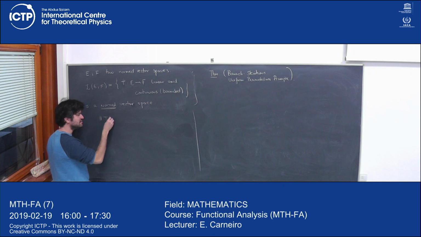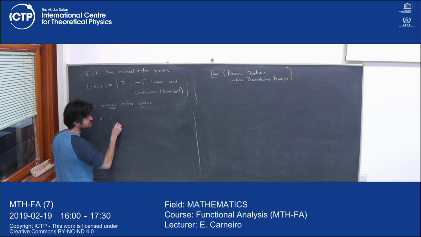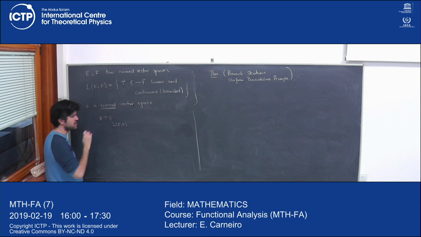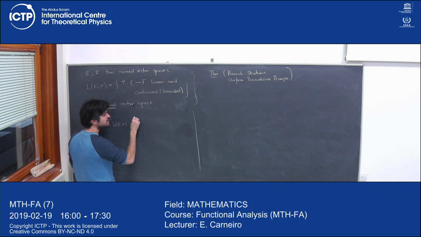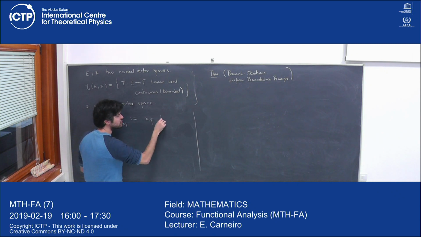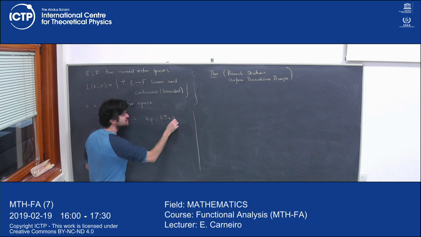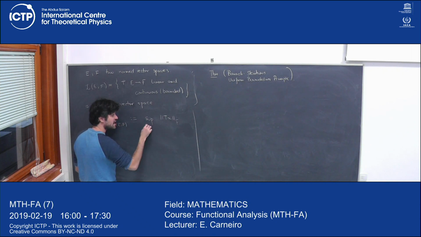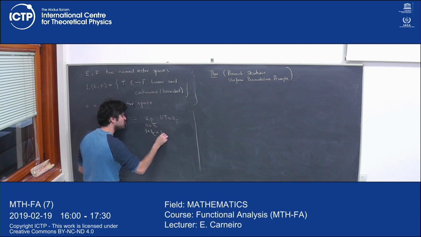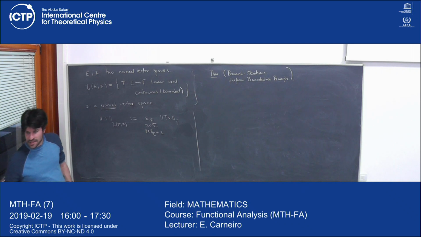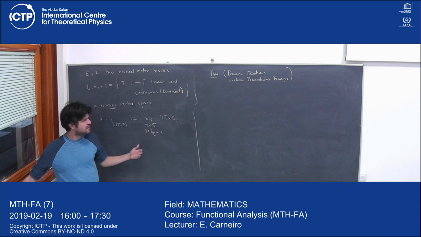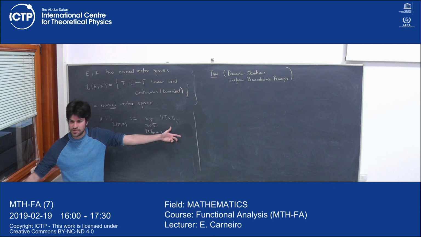So the norm of T in this space, sometimes called the operator norm, is just defined as being the supremum, as we had before, of the norm of T of X in F for any X belonging to E with norm of X in E less than or equal to 1. It's exactly the same definition as before. It's the supremum when you take the unit ball in E, the maximum that you get on the other side for the norm. Of course, if F is the real numbers, this is just the usual absolute value of T of X.